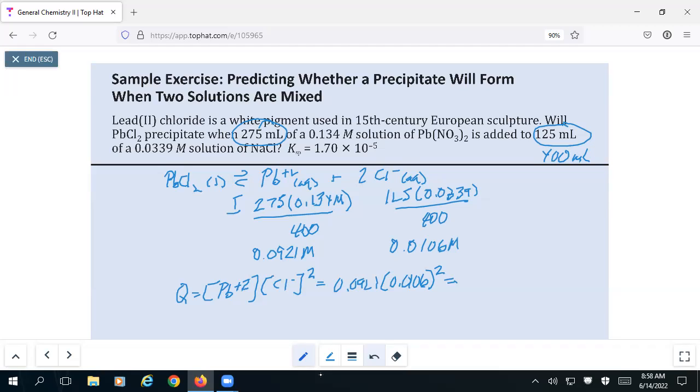We get 1.03 times 10 to the negative fifth as our value of Q. So it's close, but we can see that Q is less than K. So we're not going to get a precipitate here.